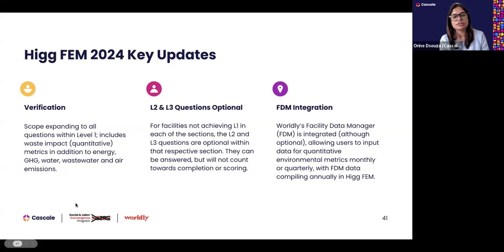And the third change is FDM. Briefly, we did speak about FDM. FDM is the Facility Data Manager, a monthly data tool which will be filled in with regard to environment data. The change is that it is integrated with Higg FEM, where later it's monthly data, and if it is frequently used, it can be automatically populated in the annual FEM module for the FEM 2025 cadence. So those are the few updates which are coming for next year.